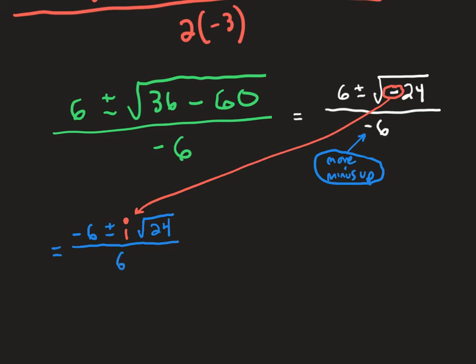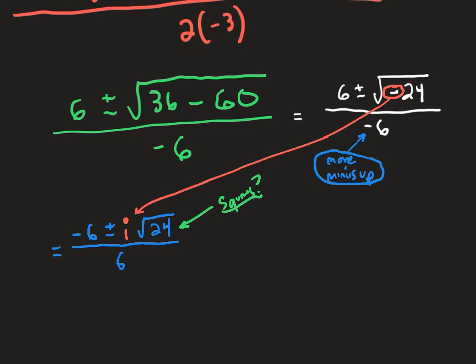6 on the bottom. So move the minus up. Now it's in front of the 6 on top, and then plus or minus, we move the negative that was inside the radical outside by making it an i. And then from there, we're going to simplify this radical here. We're going to look for squares in it.